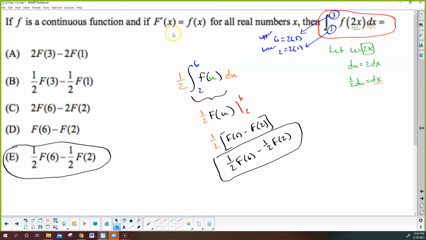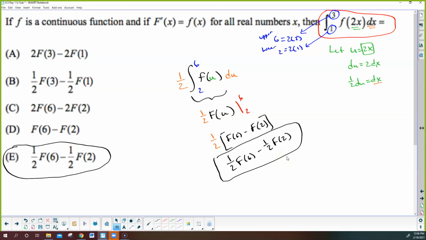Yeah, there is a reason why they use the same letter F. Or are you saying the U? You could pick any letter other than X for your U. It doesn't matter. But the reason why they use capital F and lowercase f is this lowercase f is the function, and then capital F is the antiderivative. And that's just the way notation is brought up.